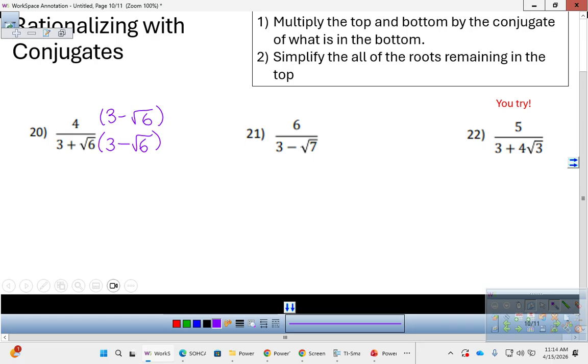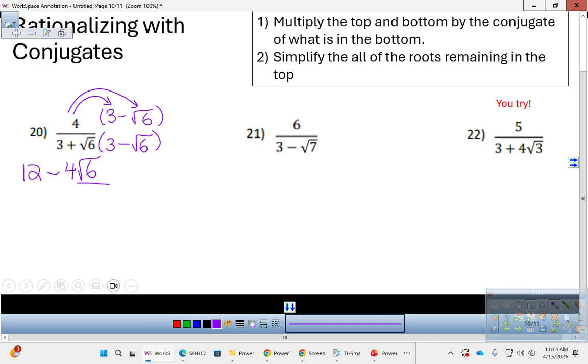Multiplying by just root 6 isn't going to get rid of the root in the bottom. It's going to get rid of one root, but it's going to add another. This, you'll see, will get rid of the root in the bottom. So here's what happens to the top. The top becomes 4 times 3, which is 12, minus, because this is a minus symbol, 4 times root 6, which is 4 root 6. Okay, so I'm just distributing the 4 to the 3 and to the negative root 6.